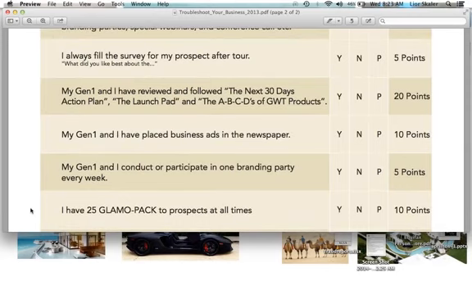All right. I have 25 Glamo packs given to prospects at all times. And again, a Glamo pack is the mag pack and the mag pack. So that's the Glamo pack. So do you always have 25 Glamo packs with prospects? The question is, do 25 people right now have a Glamo pack, and have you scheduled to pick it up from them to follow up with them on their thoughts on it?